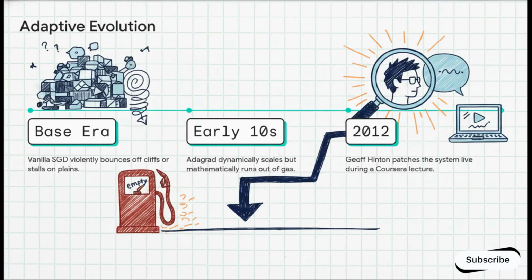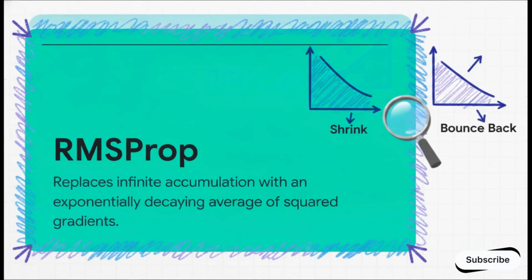And this critical failure is exactly what prompted AI pioneer Geoff Hinton to drop a live on-the-fly patch to his students during a 2012 Coursera lecture. That patch? It was RMSProp. Hinton's fix was to replace Adagrad's infinite accumulation with an exponentially decaying moving average. By doing this, he allowed the optimizer to effectively forget old gradients. The learning rate could dynamically shrink when slopes were consistently steep, keeping things from flying off the rails, but crucially, it could safely bounce right back up when the slopes flattened out.